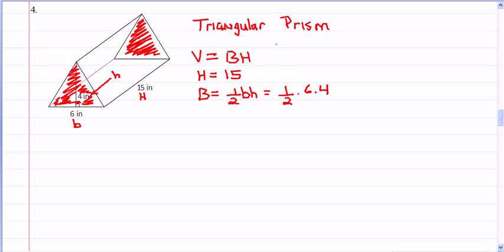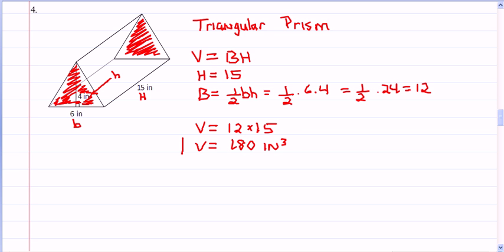So the height of the prism, this 15 here, is not the height that's used in the area of the base formula. That number 4 represents the height. So I take half of 24, and half of 24 is 12. So when I find the volume, it's 12 times 15, and 12 times 15 is 180 inches cubed.